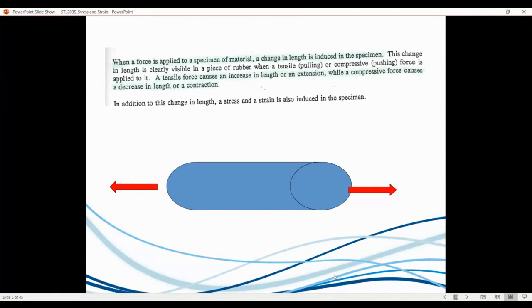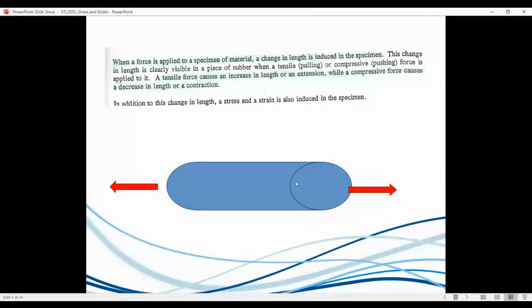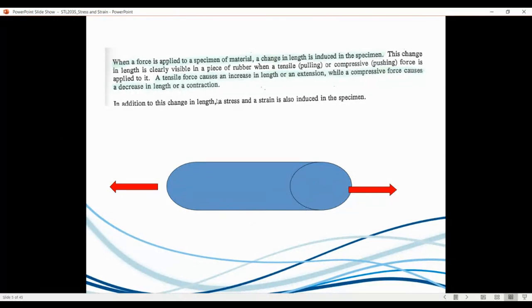So basically, when I explain this, we have some kind of rod, shaft or bar, and we're loading it up. And as the text says over there, we have a specimen, we load it up, and a change of length is induced within the specimen. So obviously, if we apply two loads in different directions, we expect a change in length. This change in length causes an increase in length or an extension. And when this happens, we get a corresponding stress and strain induced in the specimen, right?